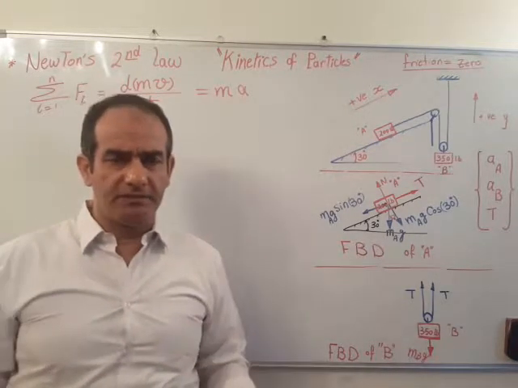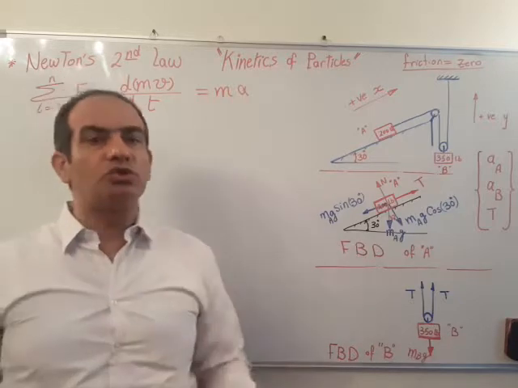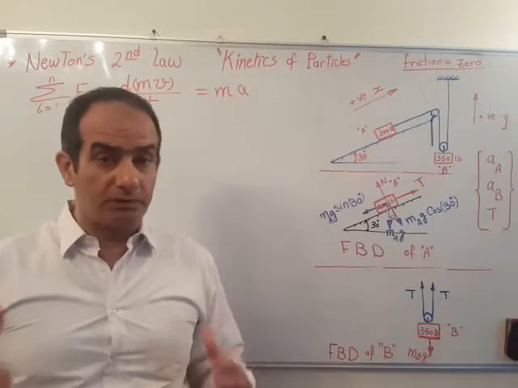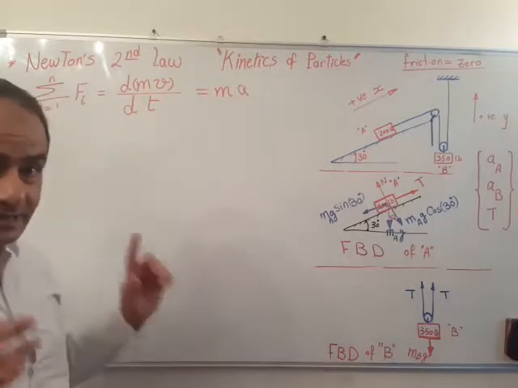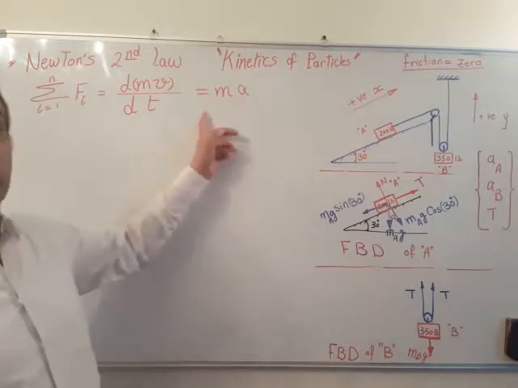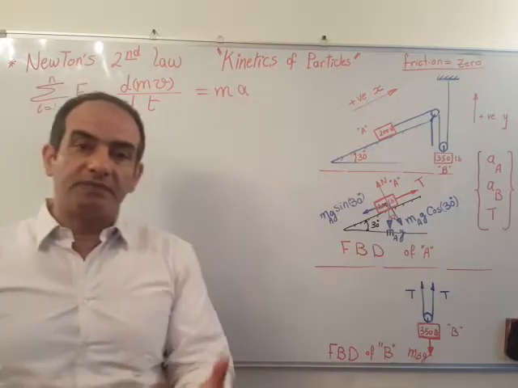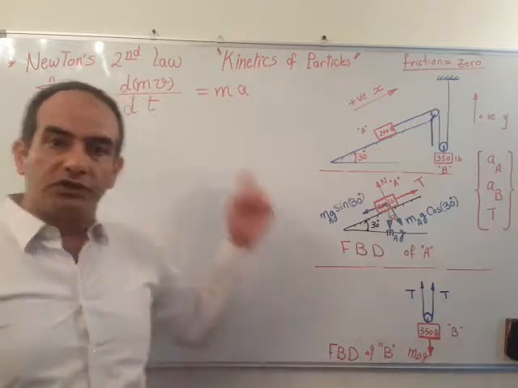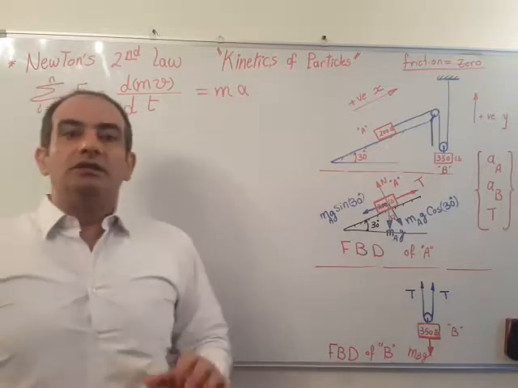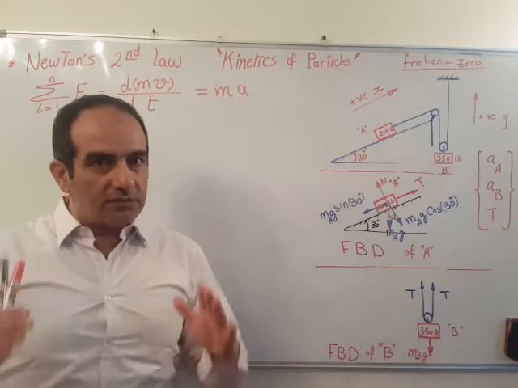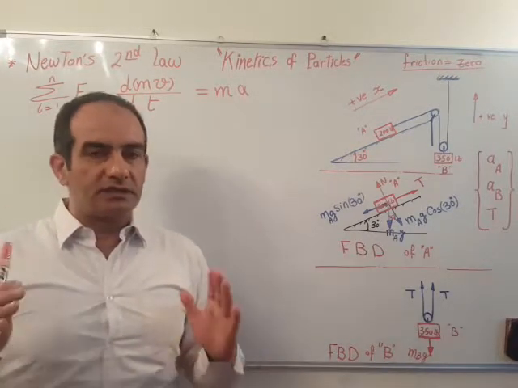In case the mass is constant, as we usually have in most of our problems, we can say in this case that this equation is equal to mass times the acceleration. This is the simplified equation of Newton's second law. Most of our problems, or you can consider all of our problems, consider the mass is constant.